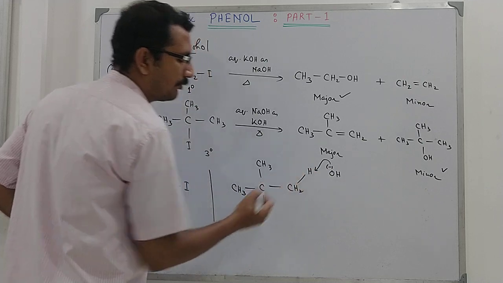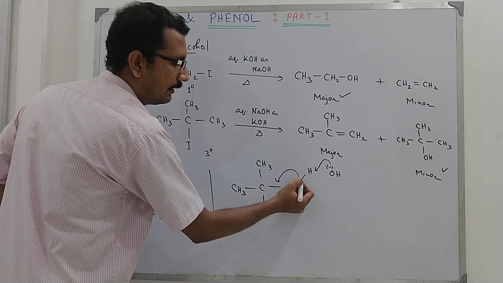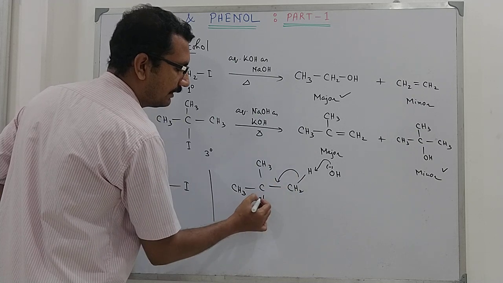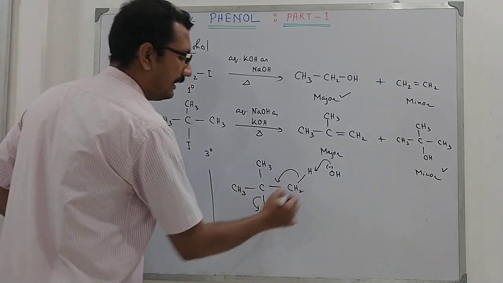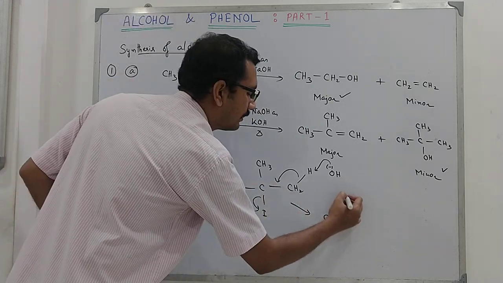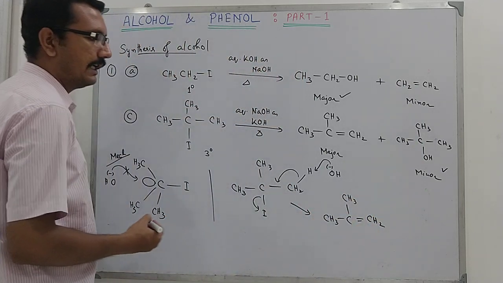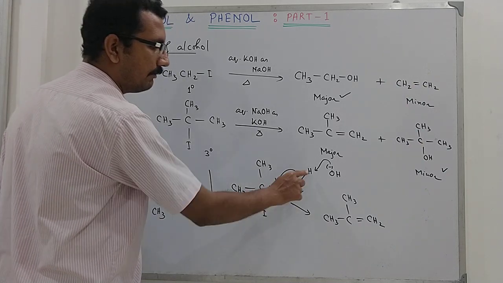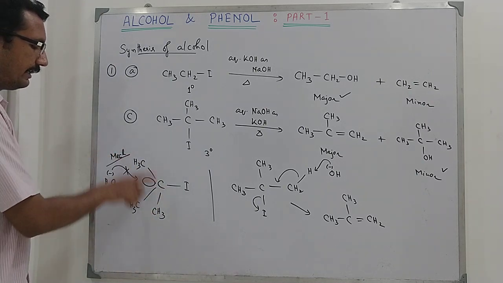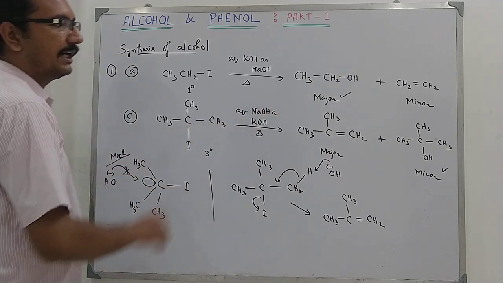This OH minus can extract a proton, so this sigma bond will have access to this antibonding orbital. Now it will form a pi bond and this will be eliminated. So we have an elimination reaction, and it will give us CH3 bond C, here it is CH3 and here it is double bond CH2. So here dehydrohalogenation results, and due to huge steric hindrance, we will get the nucleophilic substituted product, that is the alcohol, as the minor product.